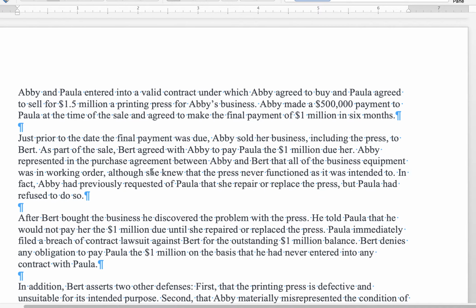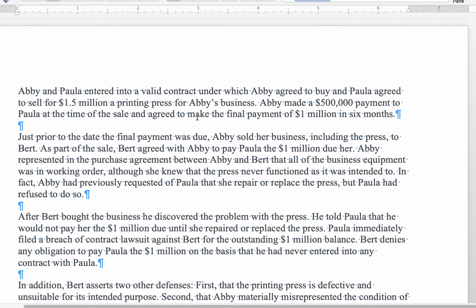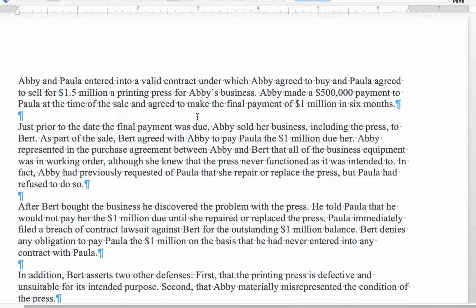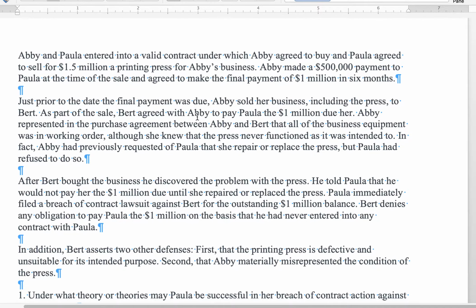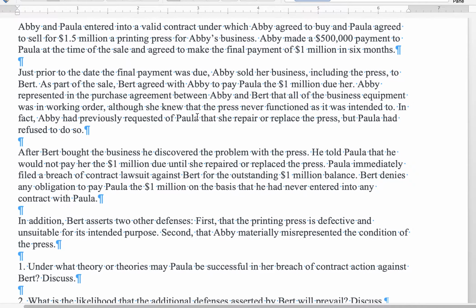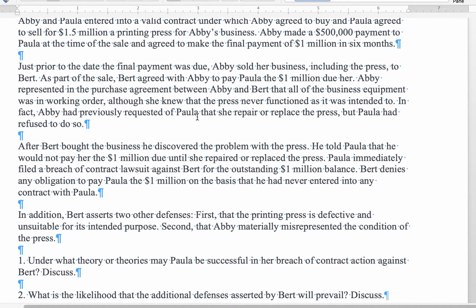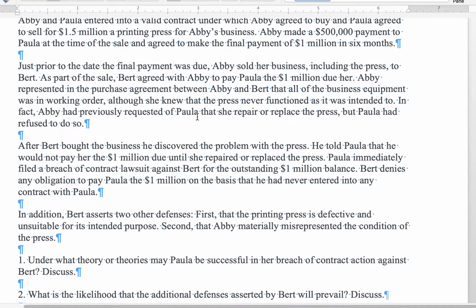So we're already reading here that Abby and Paula had a valid contract. Abby agreed to buy, and Paula agreed to sell, a 1.5 million printing press for Abby's business. Now, Abby made a $500,000 payment to Paula at the time of the sale and agreed to make the final payment of $1 million in 6 months. Okay?